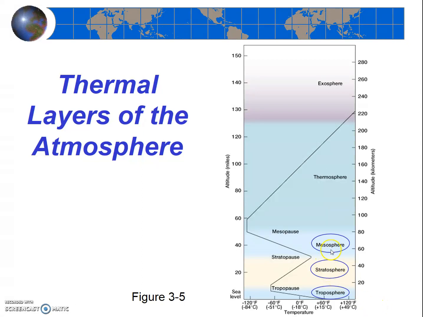Let's keep going up to the mesosphere. You'll notice that the mesosphere has the same temperature trend as the troposphere. It gets colder as you go up. Why is this? Well, the heat source for the mesosphere is the top of the stratosphere, that warm region where ozone is absorbing ultraviolet radiation. Thus, as you move up and away from the heat source, it gets colder.